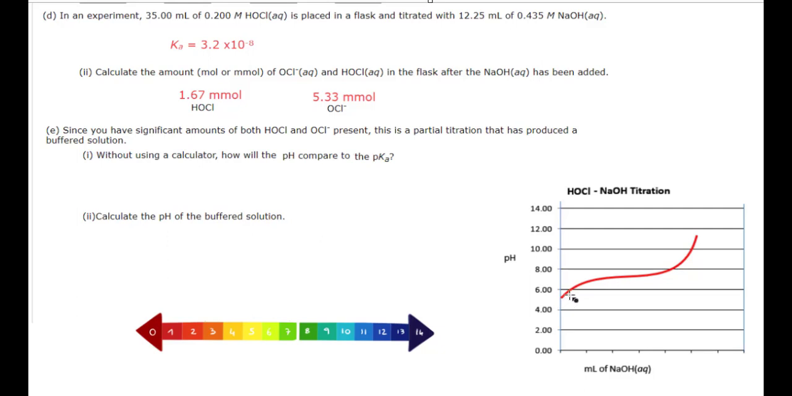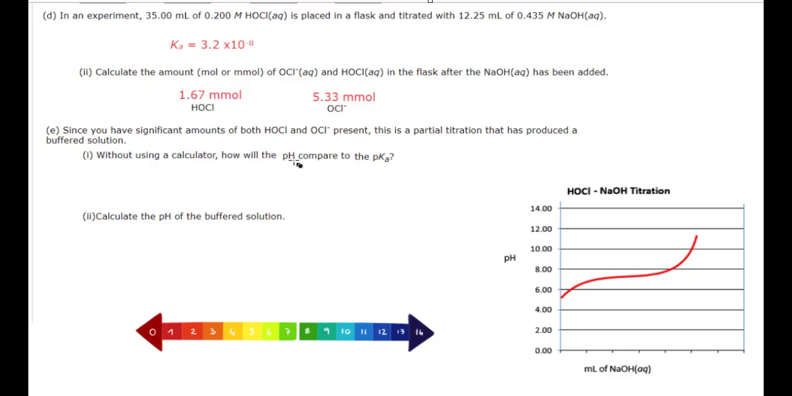Now, here you're doing your titration, you just start with some acid, but all of a sudden you've got some conjugate base. This is a buffered solution, and then finally we wipe out all of the acid and just have our base here at the end, when we have a pH of around 11, based on the concentration of the OCl-, because there's no HOCl left behind.